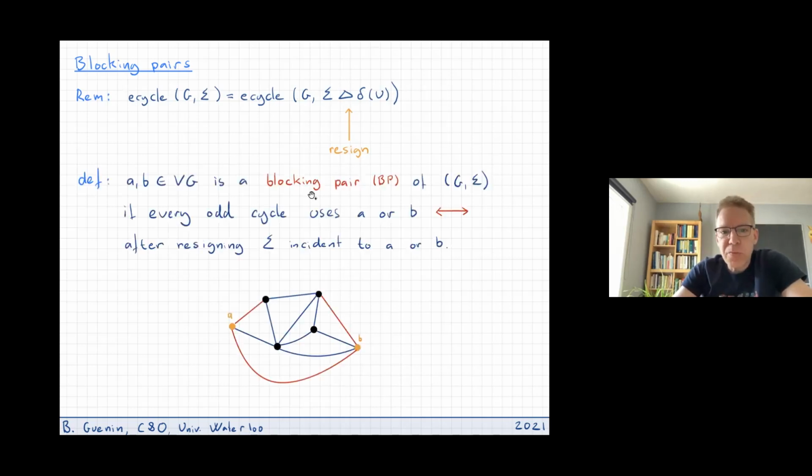The next notion which I need is a notion of a blocking pair. So what's a blocking pair? Well, you take a pair of vertices in a signed graph, and you remove those two vertices. If the resulting graph is bipartite, then it was a blocking pair. So in other words, every even cycle has to contain one of those two vertices. Equivalently, you can resign it so that all the edges in the signature are incident to at least one of A or B.